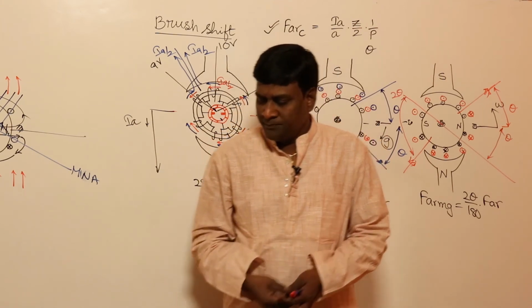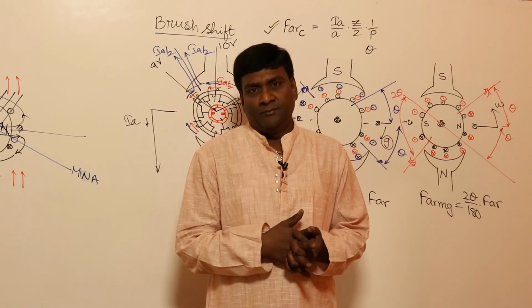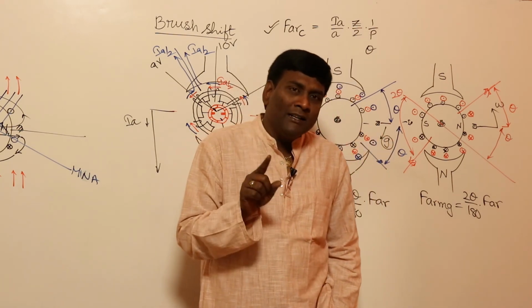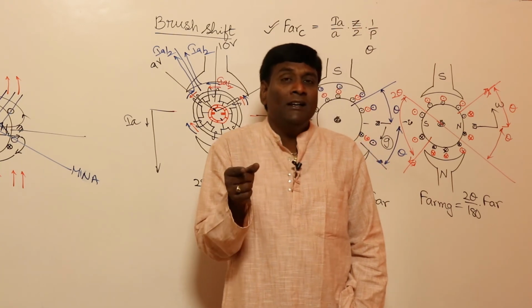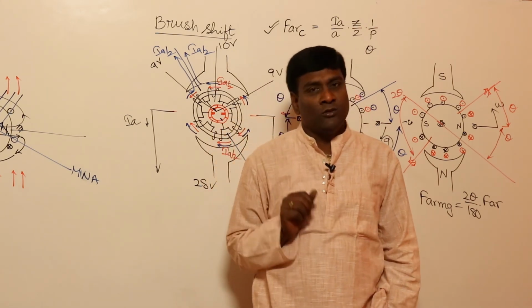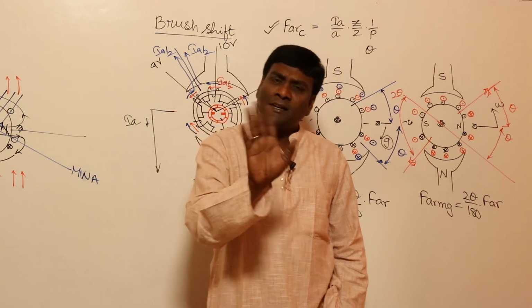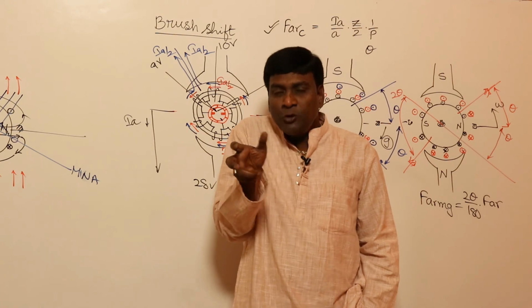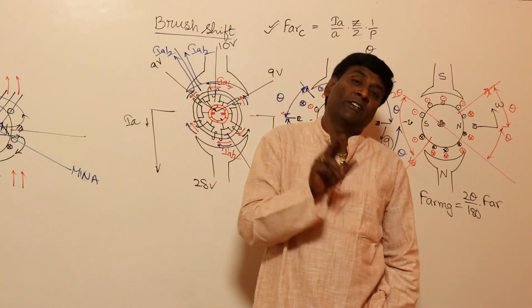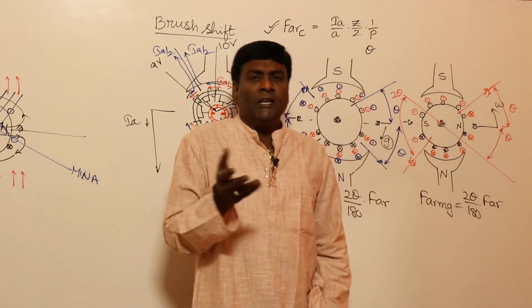So the conclusion is very simple. Before closing the session, let us conclude. Normally, if you don't have any brush shift, if you keep it at the GNA, geometrical neutral axis, then under no load conditions, MNA will be aligned with GNA, but under loaded conditions, my MNA will be rotated in the direction of rotation of generator or against the direction of rotation of motor. Now, in order to catch MNA, if you try to shift your brush, in practice we never do that. If you shift your brush axis in the direction of rotation of generator or against the direction of rotation of motor, what will happen? Some ampere turns will be demagnetizing, the remaining will be cross magnetizing.